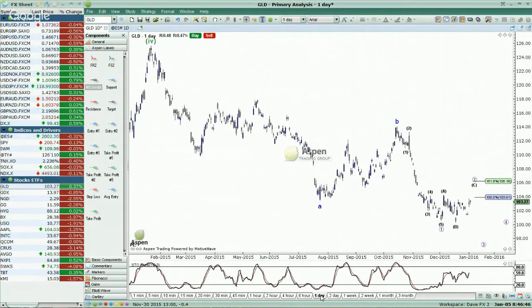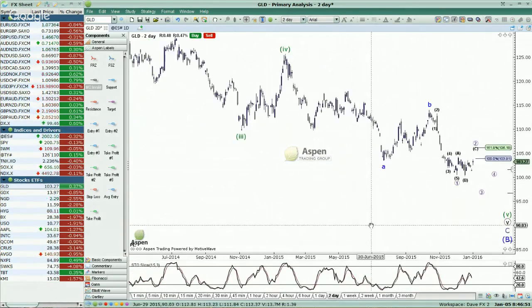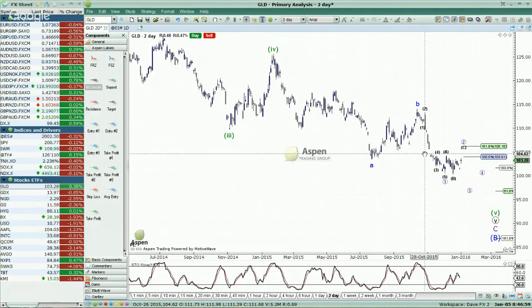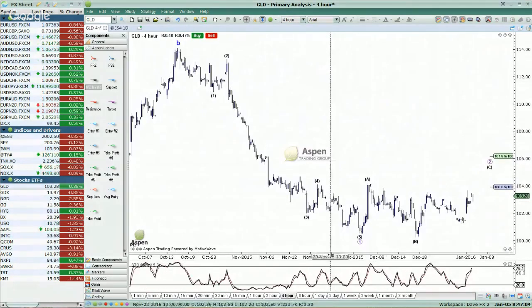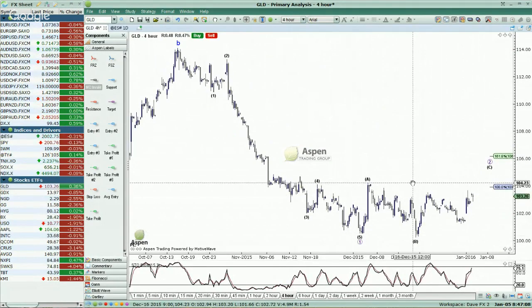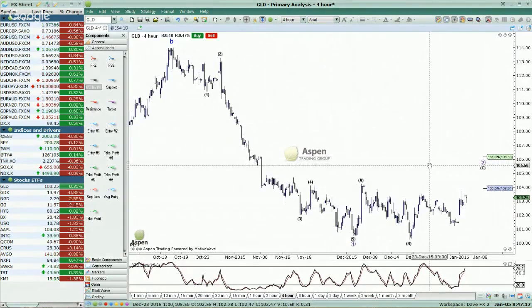Technically, I could say that we still have further to go. I mean, theoretically, we could head down towards 90 in GLD, which is an ETF proxy for gold. But as it is right now, the price action is somewhat encouraging. It's moving sideways. And I think if we were to break above, let's say, the 104.25 level, at minimum, we might scoot up to 106. So there might be a trade there based on Elliott wave.